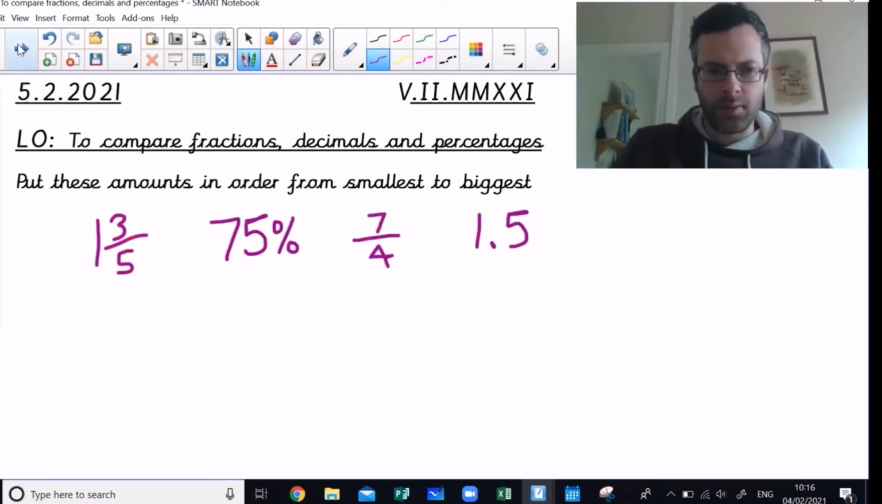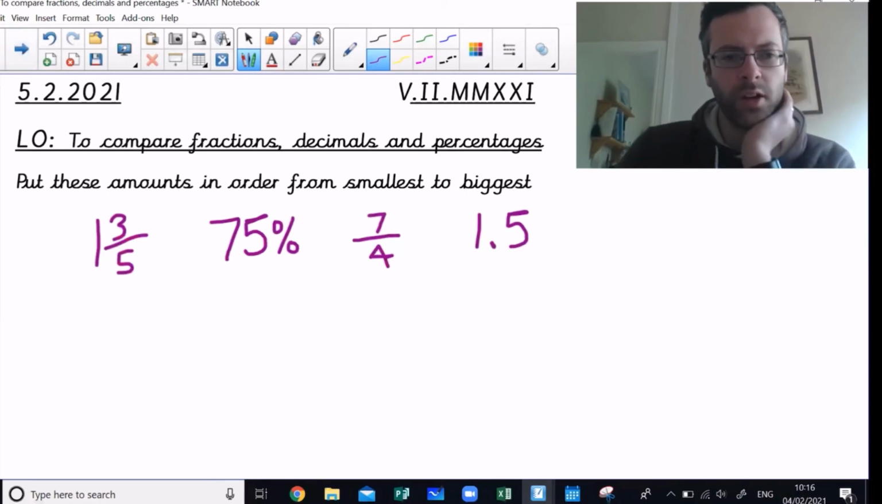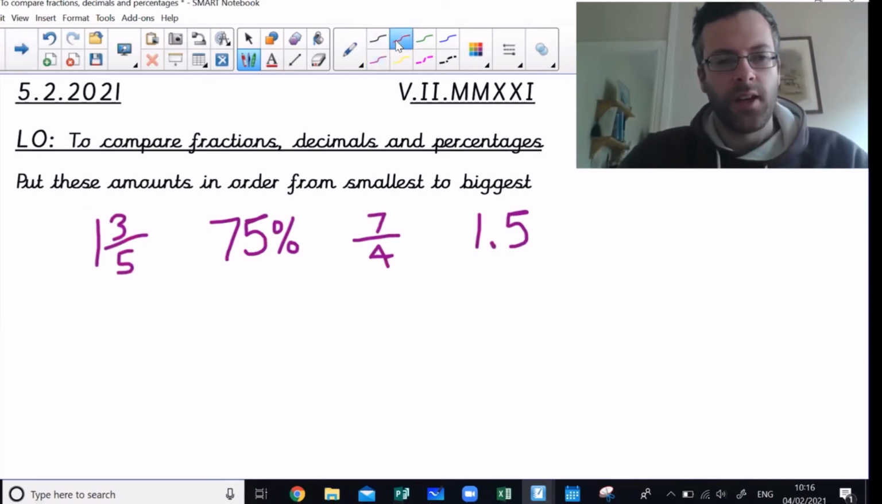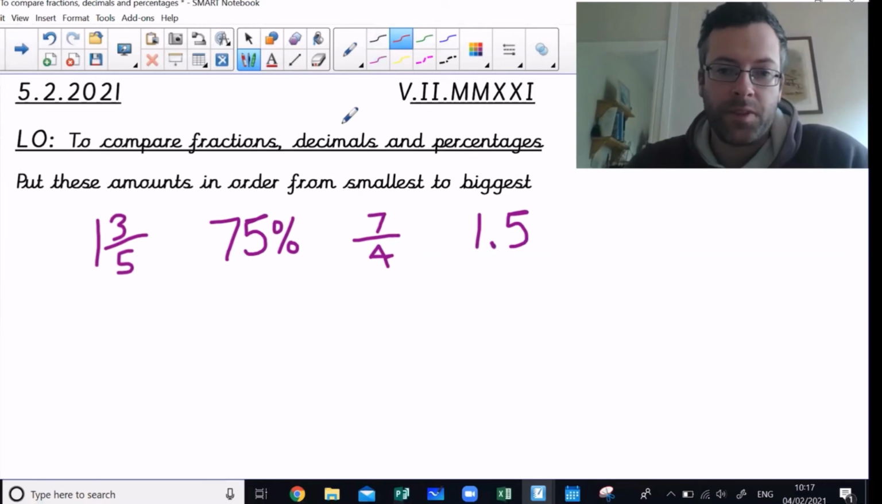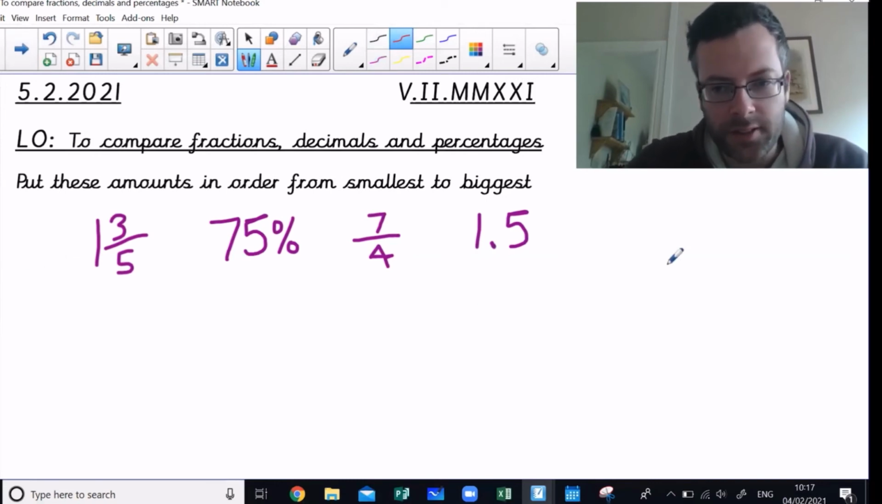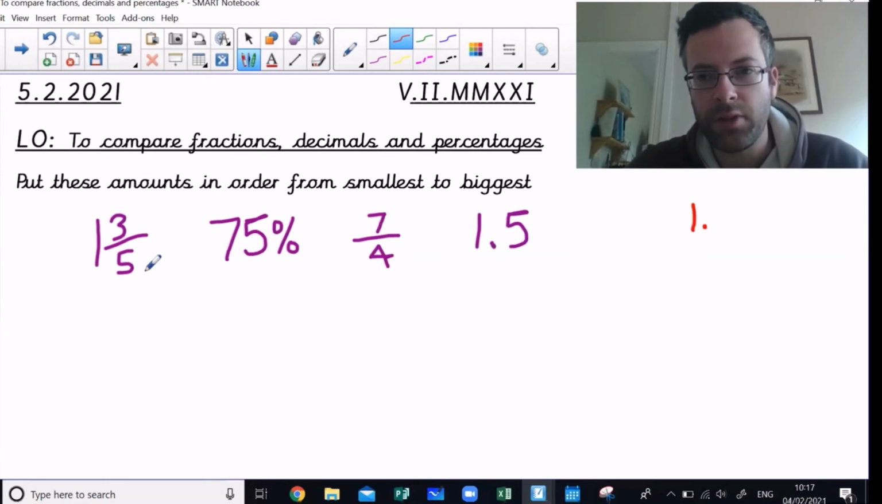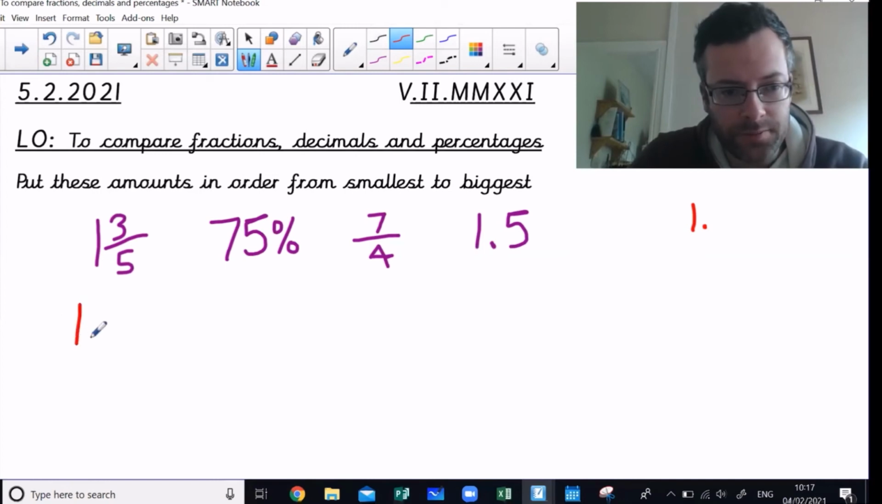Let's do one more of these and then we'll finish. So 1 3/5. I'm going to make them all decimals this time, I think. Now, 1 3/5 means that my decimal is going to be a whole number. Okay, we kind of did this yesterday. And 3/5, well, 1/5 is 0.2, so 3/5 must be 0.6. So that's going to be 1.6.